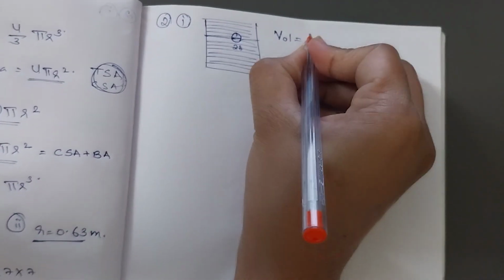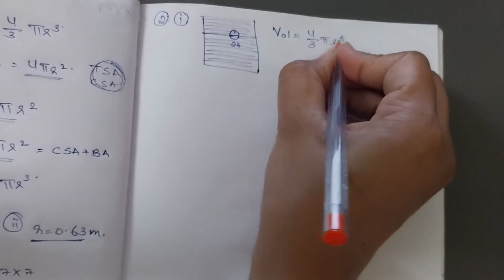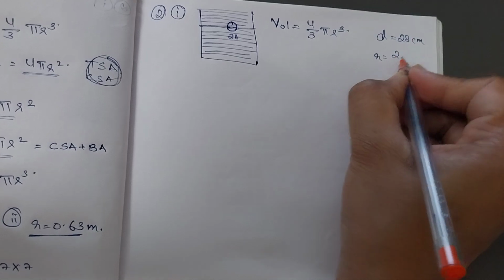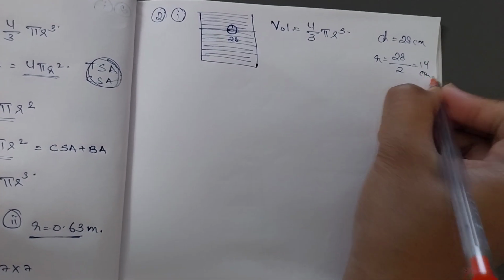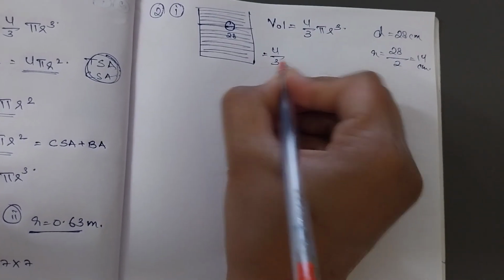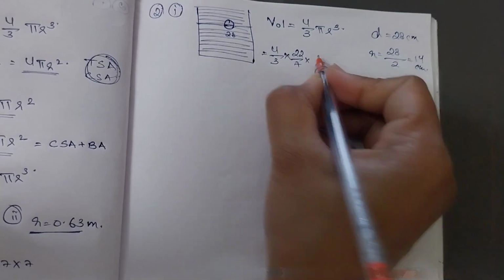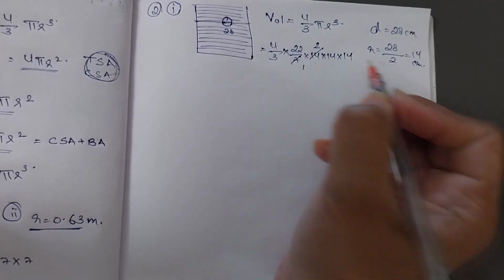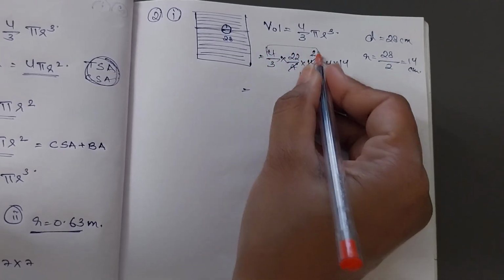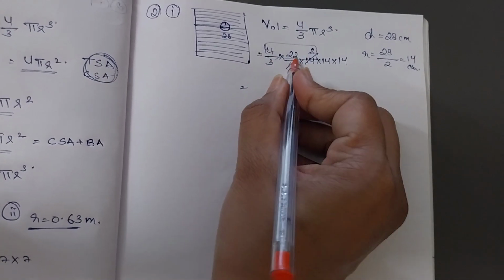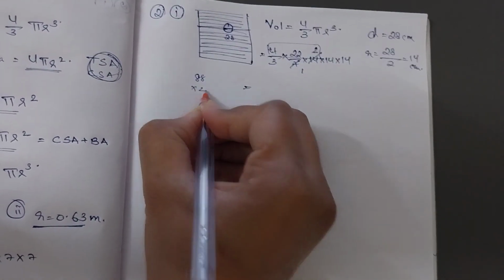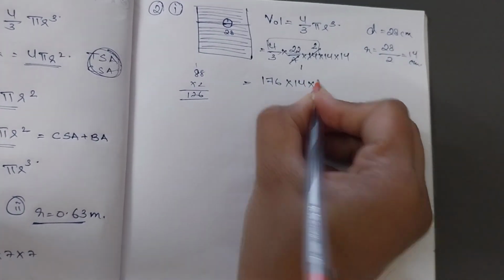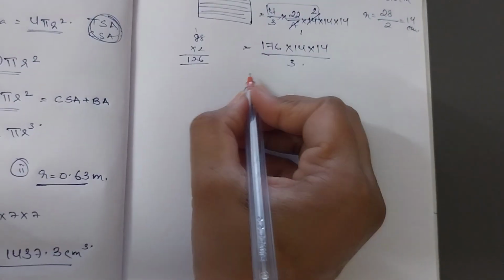So volume is equal to 4 by 3 pi r cube is the formula. Now diameter is given to me as 28 centimeters. The radius would be 28 by 2, that is equal to 14 centimeters. Now substituting in here, 4 by 3 into 22 by 7 into 14 into 14 into 14 is what I get here. 7 ones are 7, 2s are 14. So all this will multiply first of all: 88, 88 times 2 is 176. 176 into 14 by 3 is what you're left with.